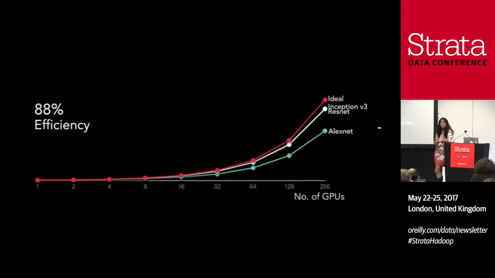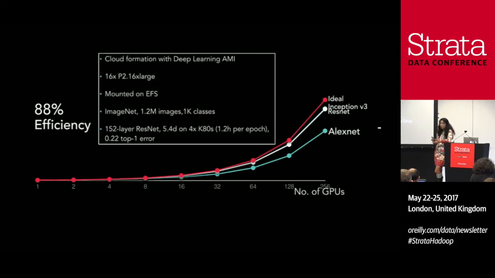So now we can ask the same question for a much larger setting, where we take 16 such instances and put them together, and that's 256 GPUs. There is indeed a drop in efficiency, but it's not much. So now we have 88% efficiency. The details are on the GitHub website, but this was run using the CloudFormation templates with the deep learning AMI, and we'll see more details of how to actually get this going. And this was all on the ImageNet images.